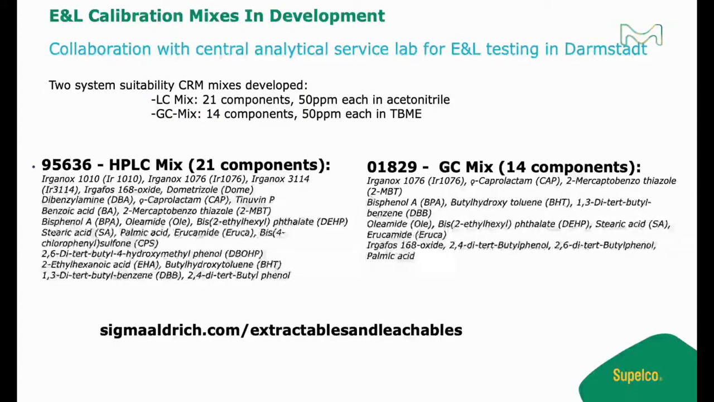To develop these products, our internal colleagues from the Extractables and Leachables Lab from the Central Analytical Services in Darmstadt helped us to define the most useful combination of analytes for reference materials they would also use internally. Based on this collaboration, we launched two first screening mixes for extractables and leachables, one with chemicals typical for LC and another one for GC extractable studies. You can find these products under the URL given here.